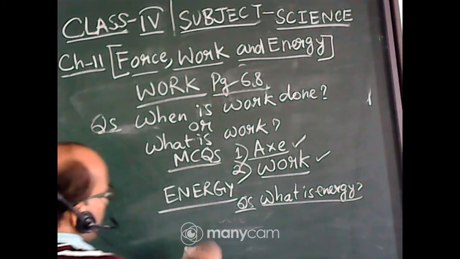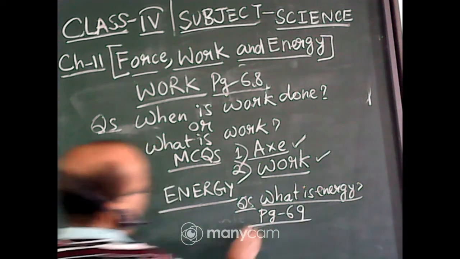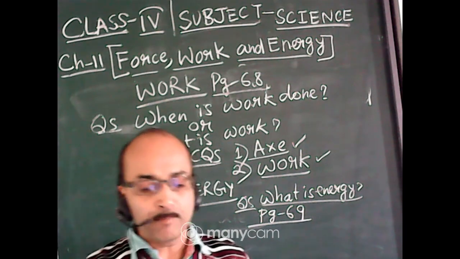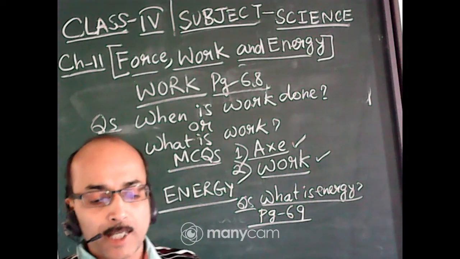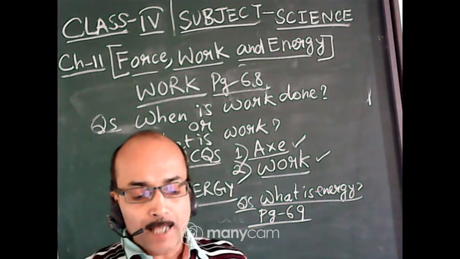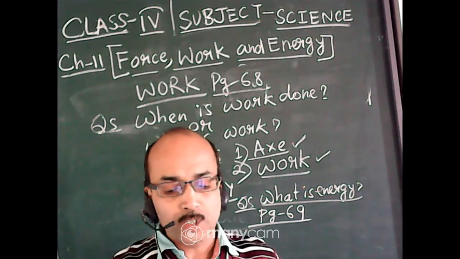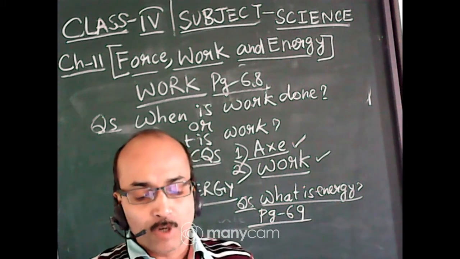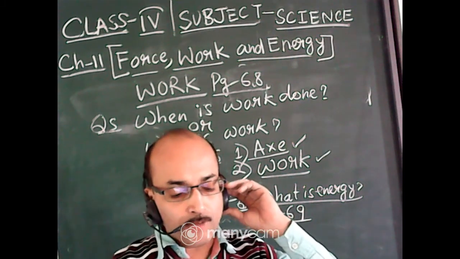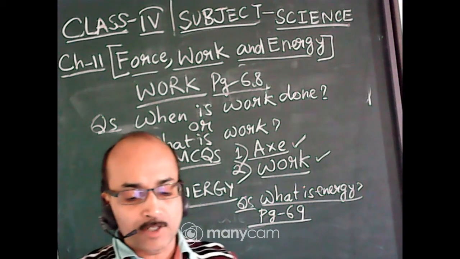This is page number 69. Sun. The sun is the main source of energy on the earth. The energy that you get from the sun is called solar energy. I have told you, plants use solar energy to make food in the green leaves. Solar energy is used in solar cookers and solar heaters for cooking and heating. Solar energy can also be changed into other forms of energy like heat energy, electrical energy and light energy.